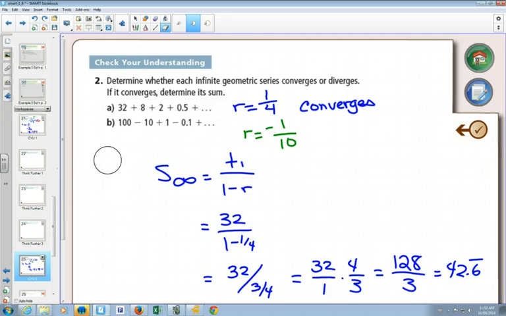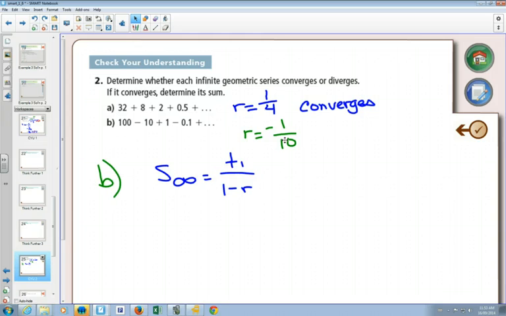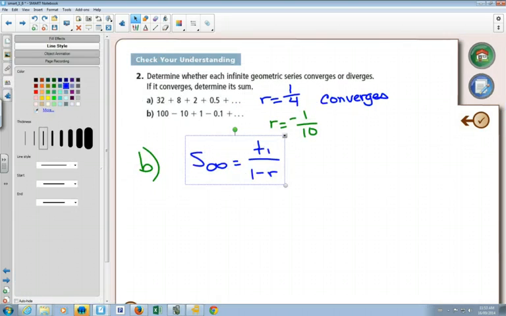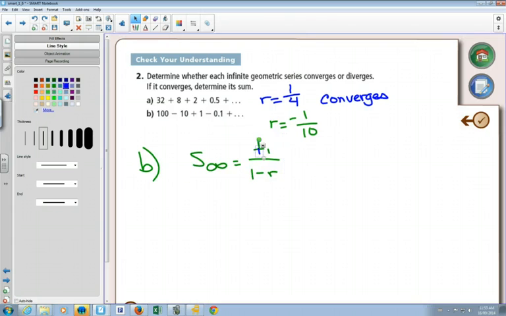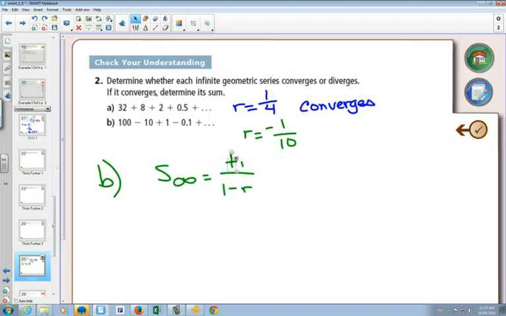Oh yeah, I'm going to change this to B. I'm going to keep the formula there. Oh, we're working in green, so there we go. Oops. Take that too, right? Make that green. Excellent. Okay, so now we got our formula here. We're going to do the same thing.